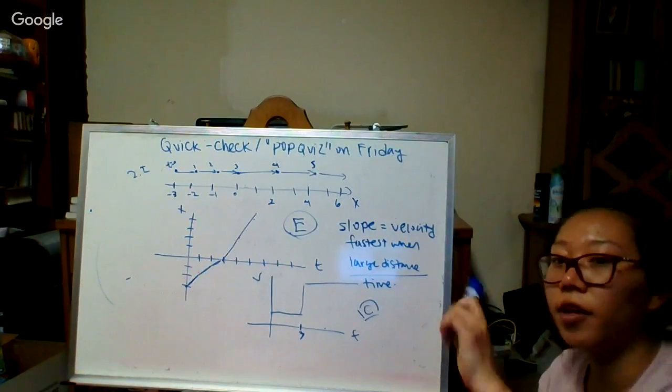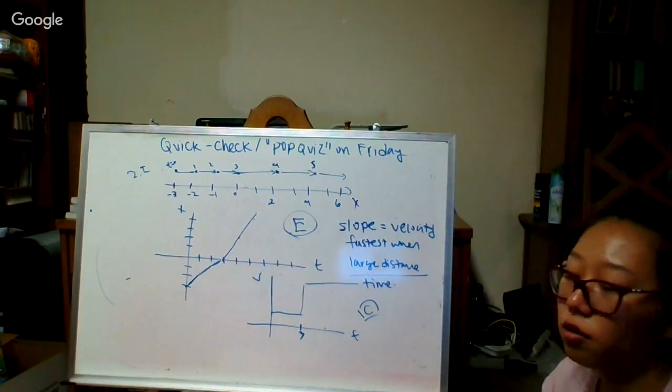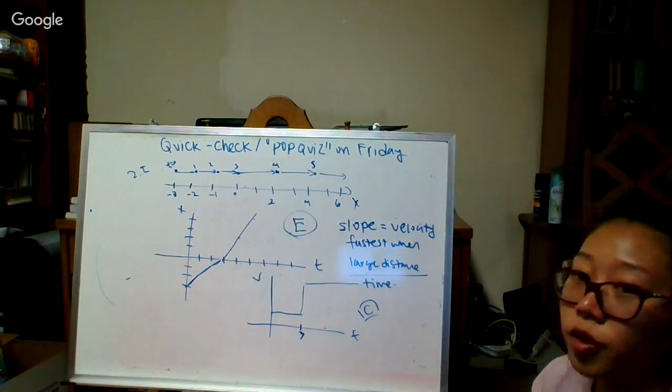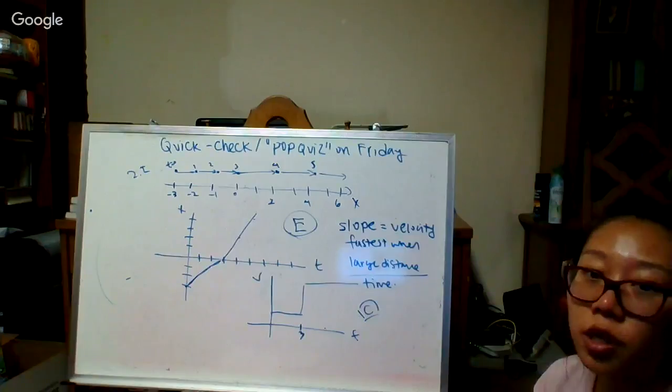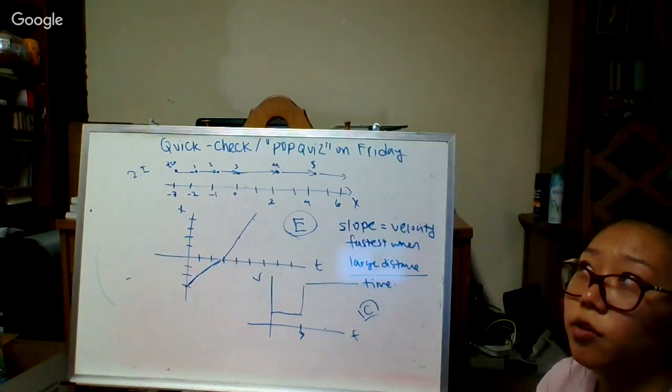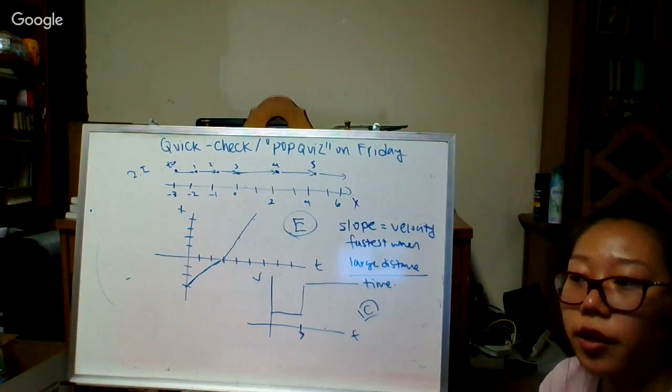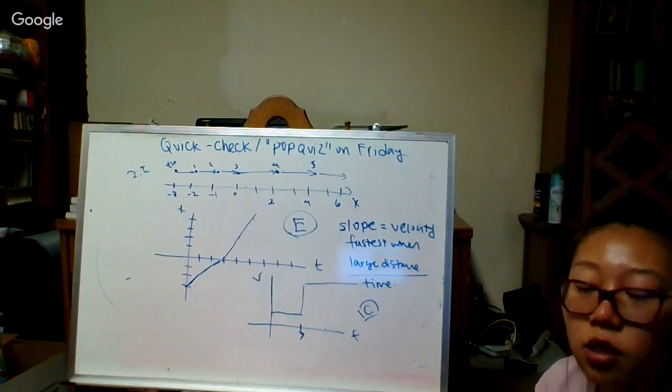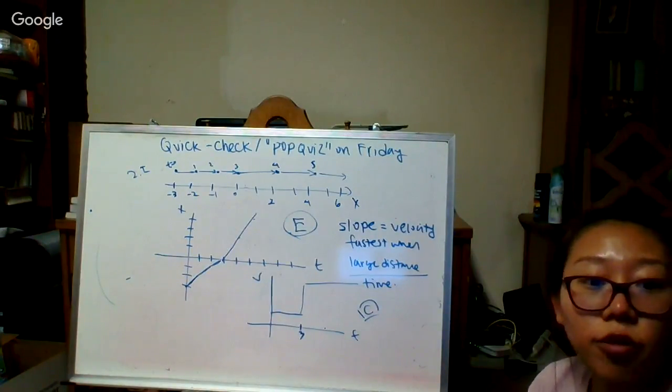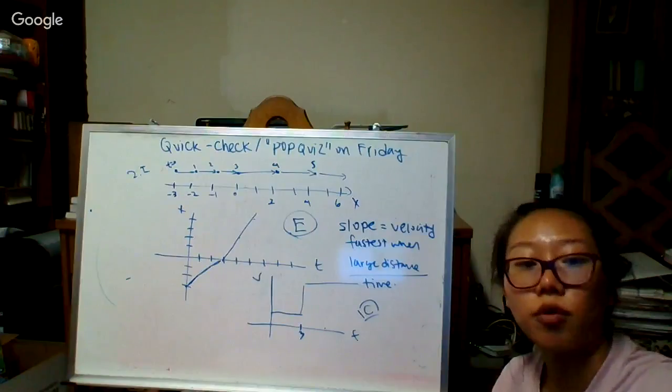So does anyone have any questions on the quick check? If not, there is more quick check that I posted. It has like 15 more problems than the ones you guys did in class, so you can work on it as an extra thing. I'll go over 2.3.